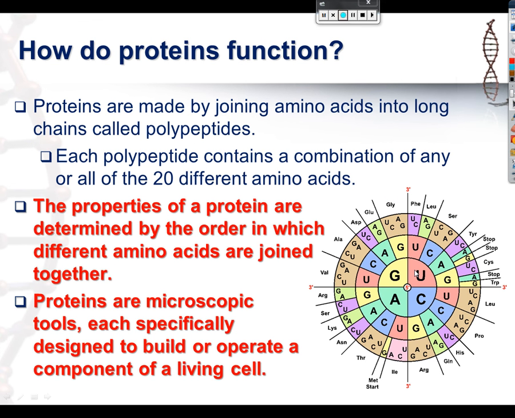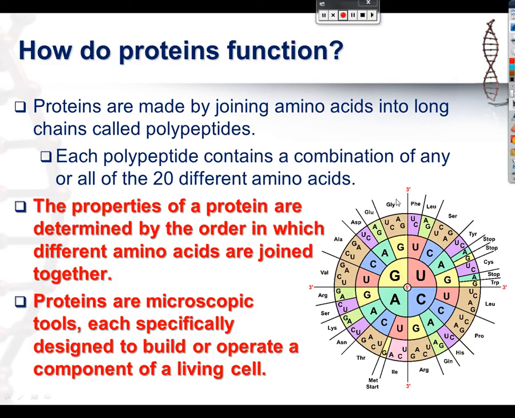Now, if you remember this wheel from back in macromolecules, this wheel is kind of like the code, the chart, if you will, that we use to make the amino acids. It shows the 64 different ways to make our 20 different amino acids and our stops as well. Remember that the wheel is read from the inside out, from 5' to 3'.